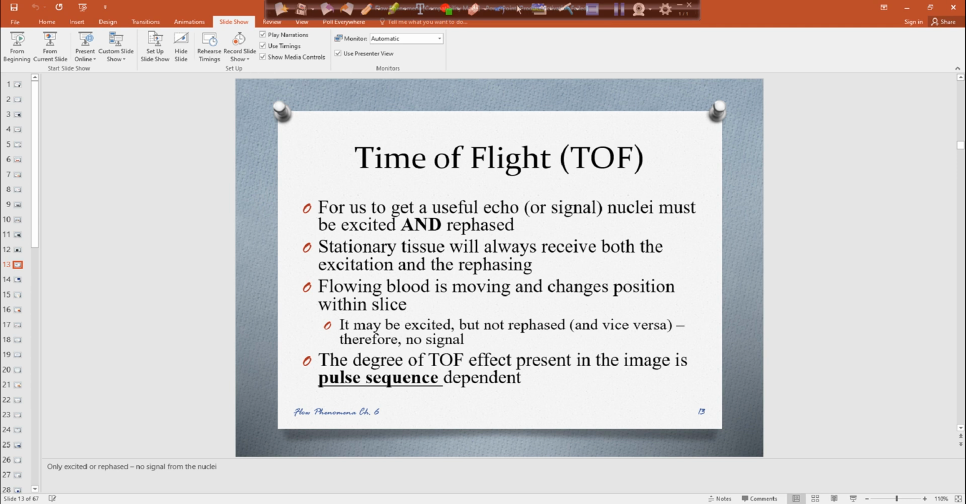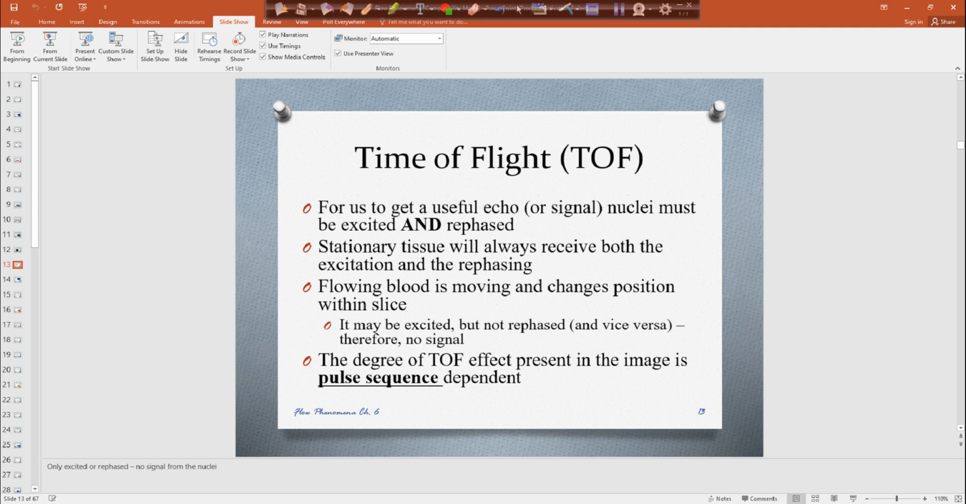Which one does it more efficiently? Which one bumps that signal up higher? Remember T2 versus T2 star. Which one just generally has better signal, spin echo or gradient echo? Great. Spin echo. So spin echo does a better job at rephasing because of that 180 refocusing pulse.